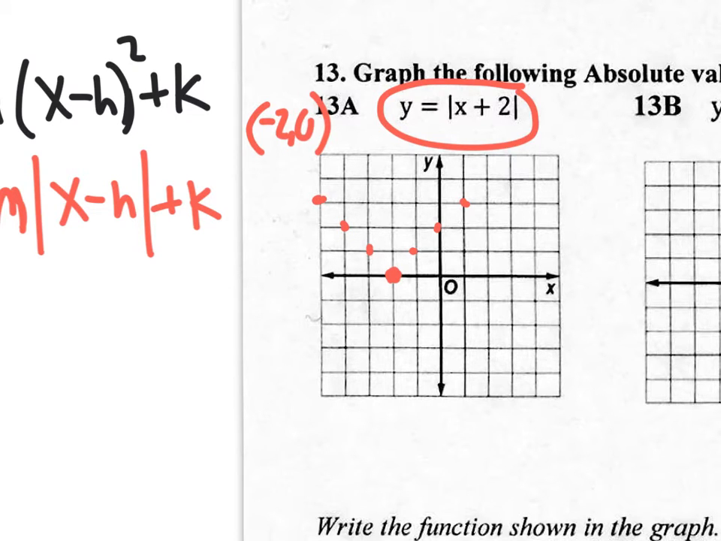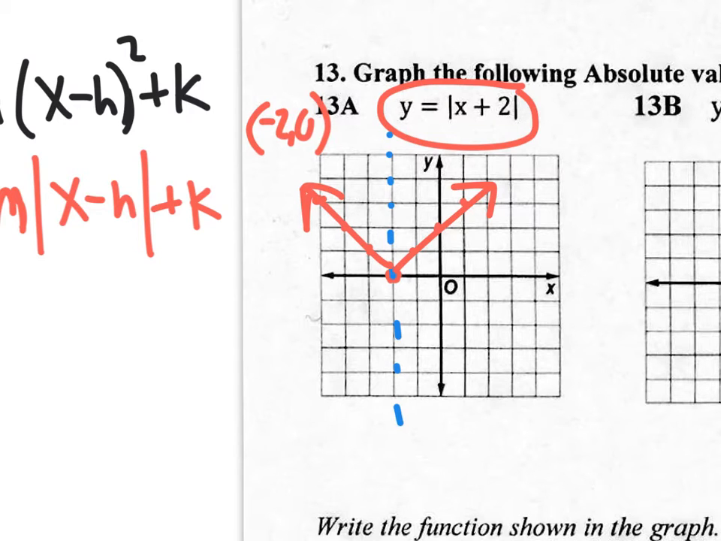It's kind of like a parabola. It has the reflection line, but it's not a U-shaped curve. It's an actual V. You guys remember that? We've done this before. I hope so.